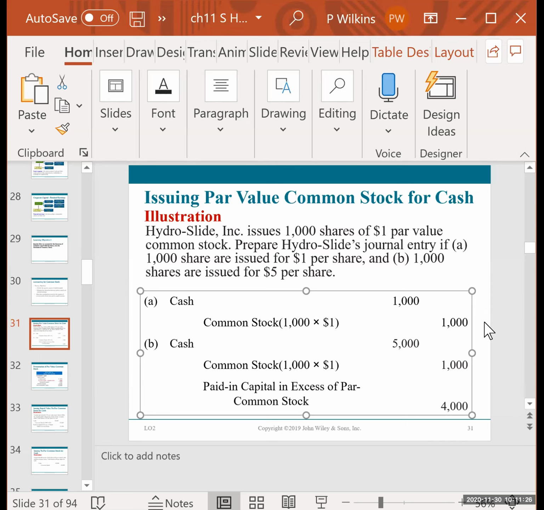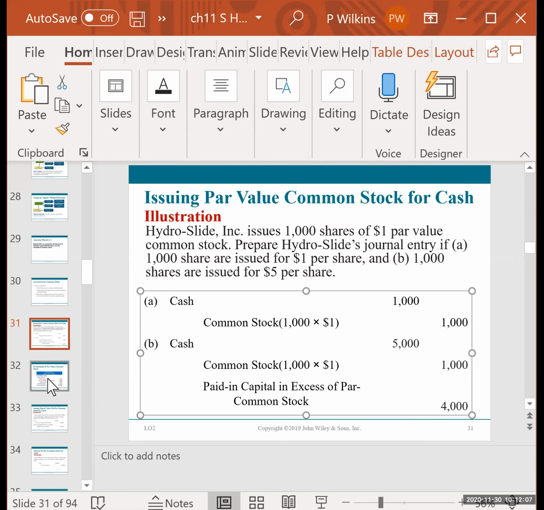And then we take the difference between the cash and what the value of the stock is to get the excess. So we got $5,000 in cash. The value of the stock was $1,000. So the difference is $4,000. So we're going to credit paid in capital in excess of par common stock. Okay, so it's in excess of par common stock. If the problem told us it was stated, it would be in excess of stated common stock. So this is an example of an excess par value common stock entry.